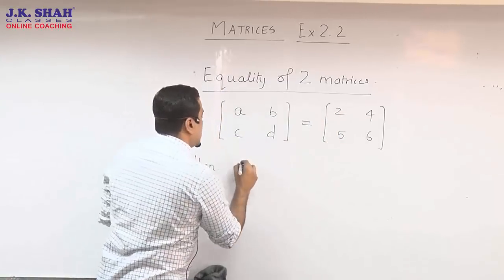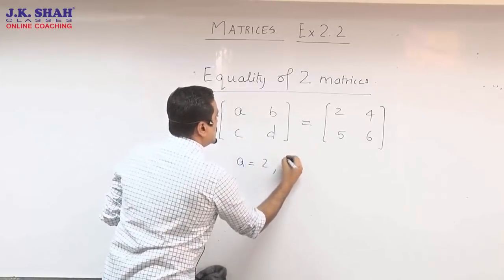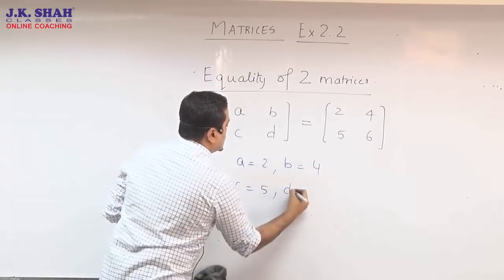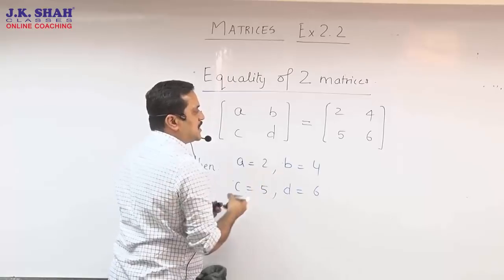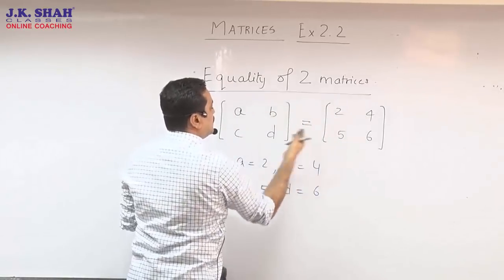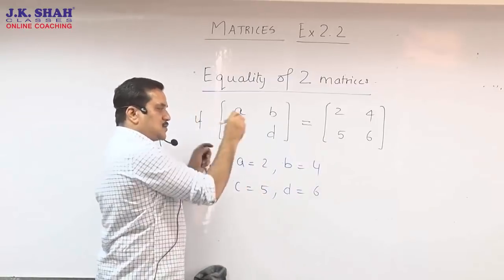I mean to say, if the two matrices are equal, then A has to be 2, B has to be 4, C has to be 5, and D. कोई ज़्यादा बड़ा science नहीं है. You must have already understood when I wrote that. A has to be 2, B has to be 4, C has to be 5, and D has to be 6. My next two sums talk about equality of matrices करके छोटा सा बता दिया.